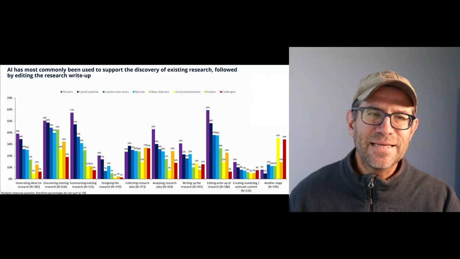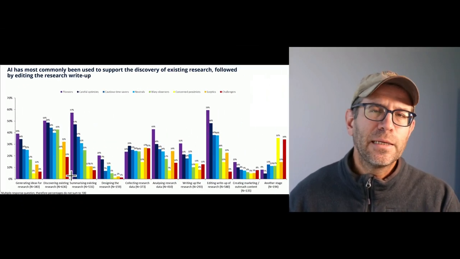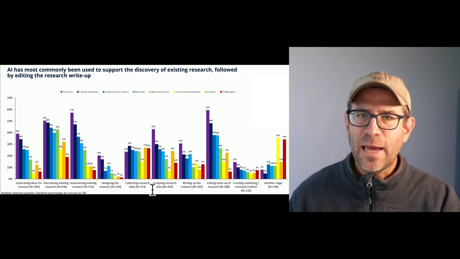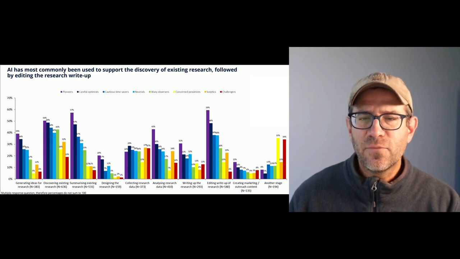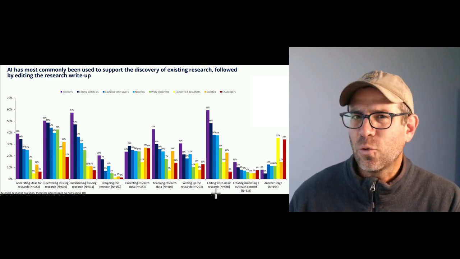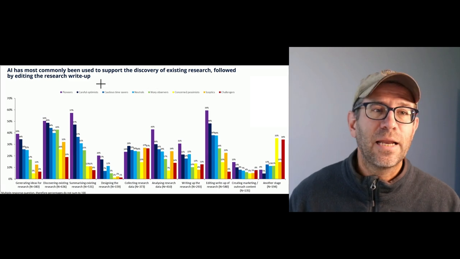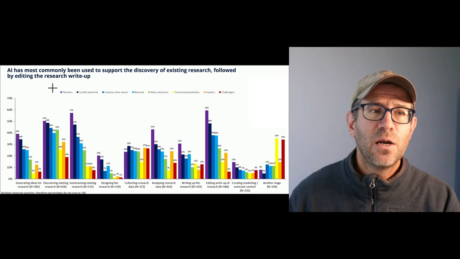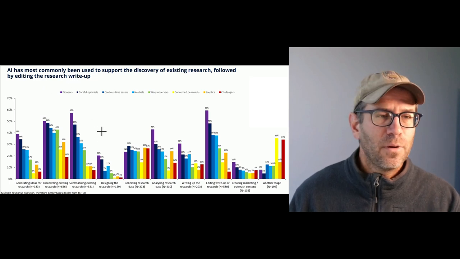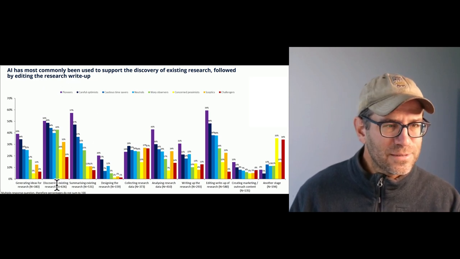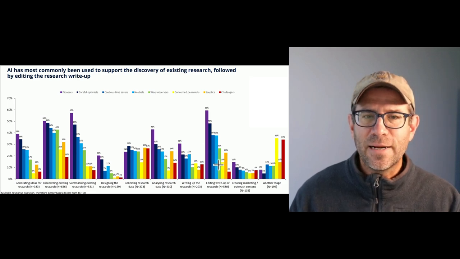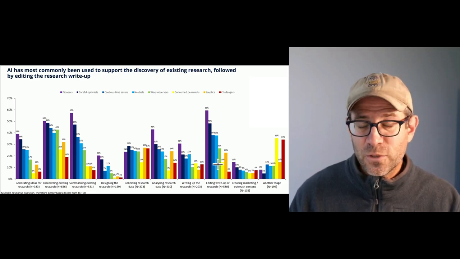So the next thing is that it's very difficult to interpret the overall data. They have these questions or the categories that they surveyed the investigators on, but there's no logical order to it. The title tells us that AI has been most commonly used to support the discovery of existing research, followed by editing the research write-up. Well, where is that? Oh, well, here's discovering existing research, and oh, all the way over here is editing write-up of research.